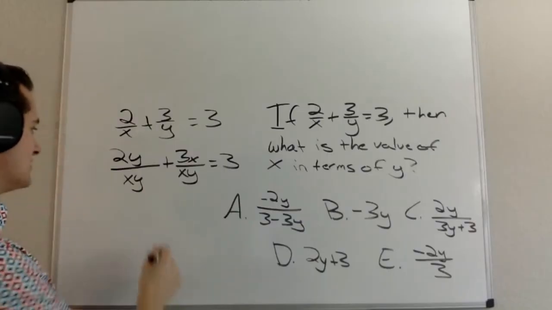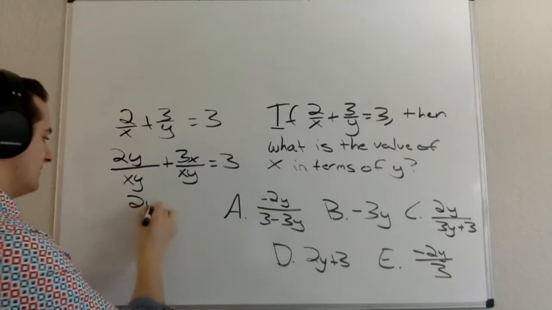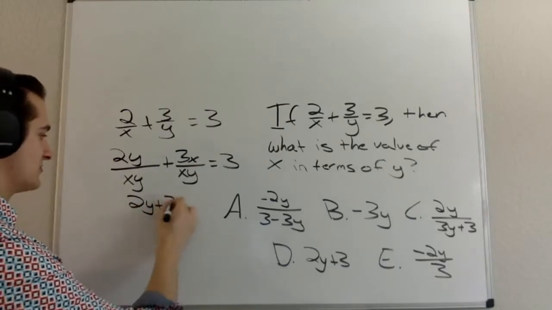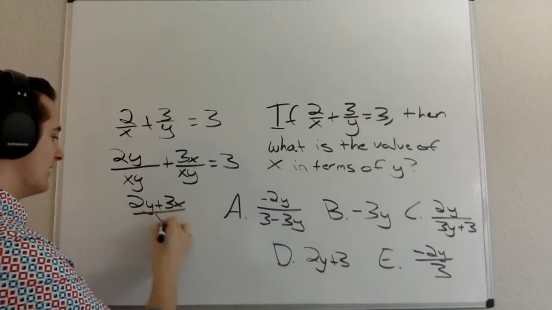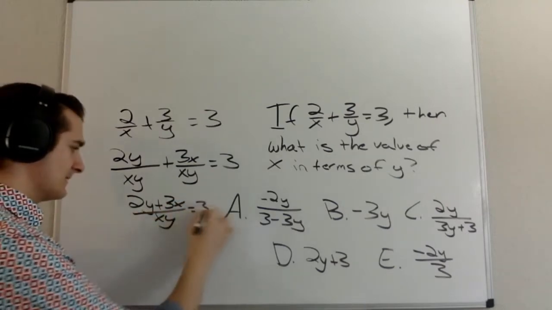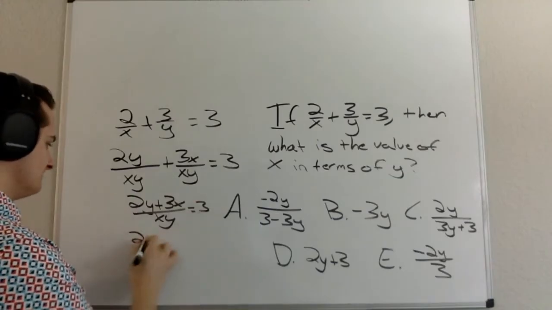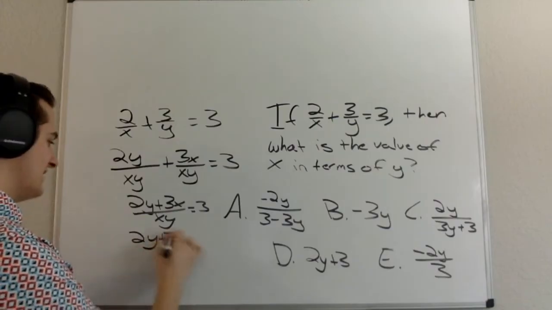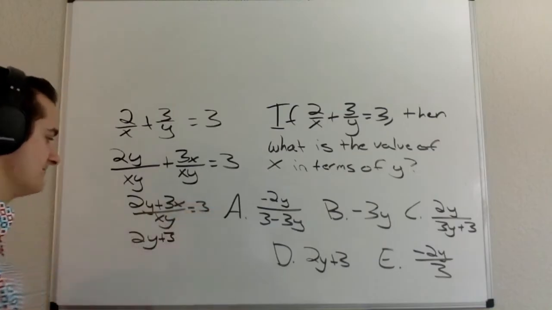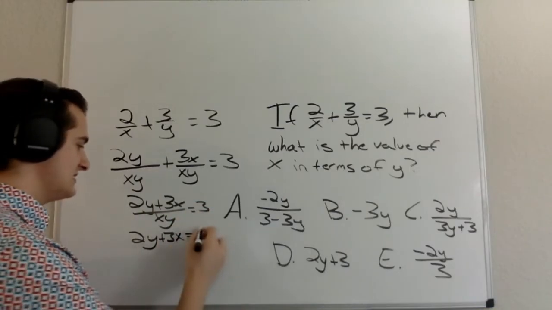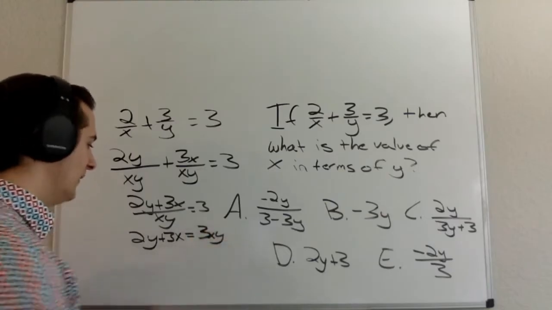What I'm able to do now is combine these two into one single fraction, and say that 2y plus 3x over xy is equal to 3. I can pull my xy term to one side, and multiply both sides by xy, and what I'm going to get is 2y plus 3x is equal to 3xy.